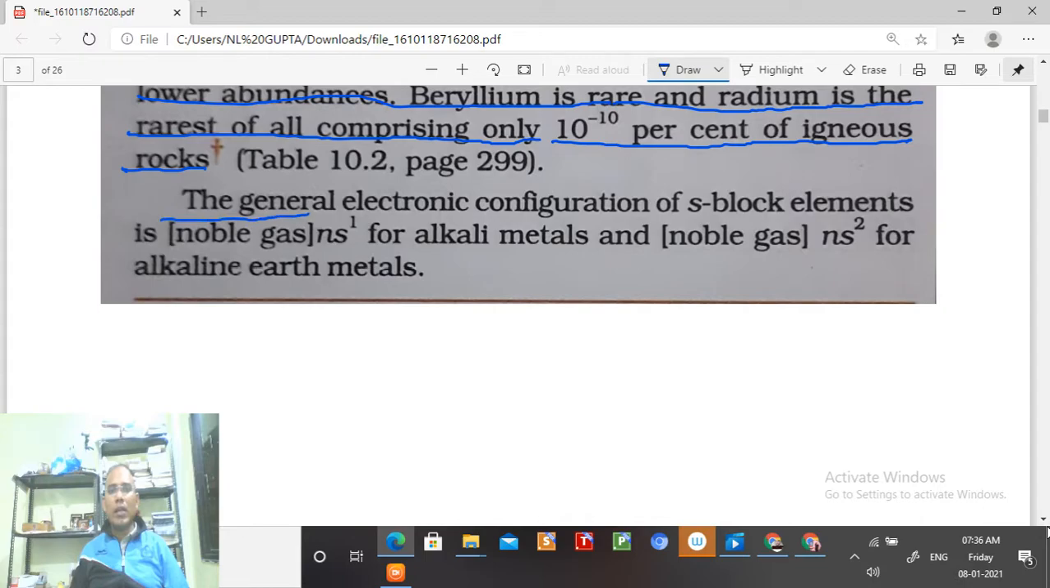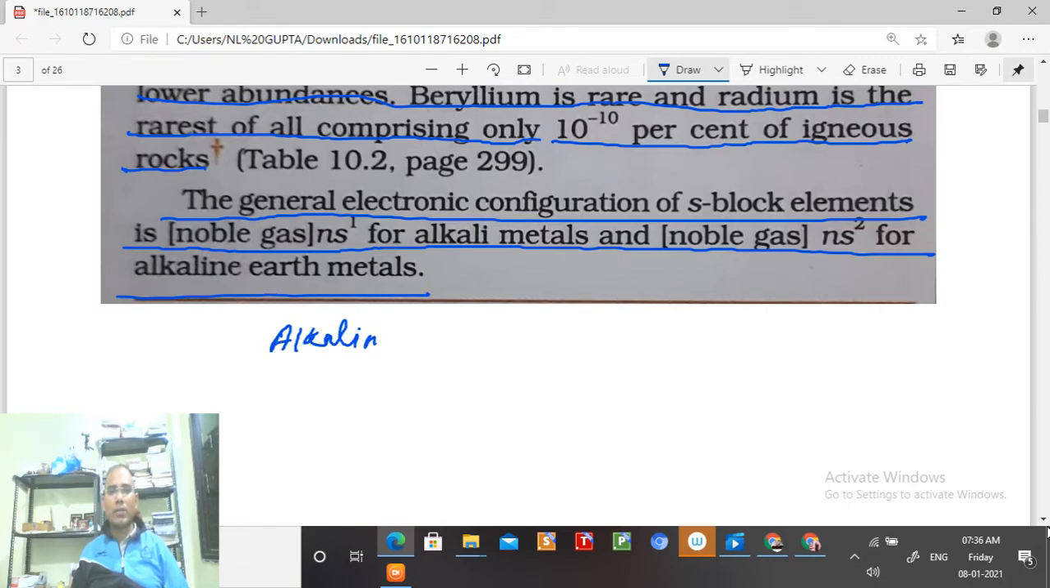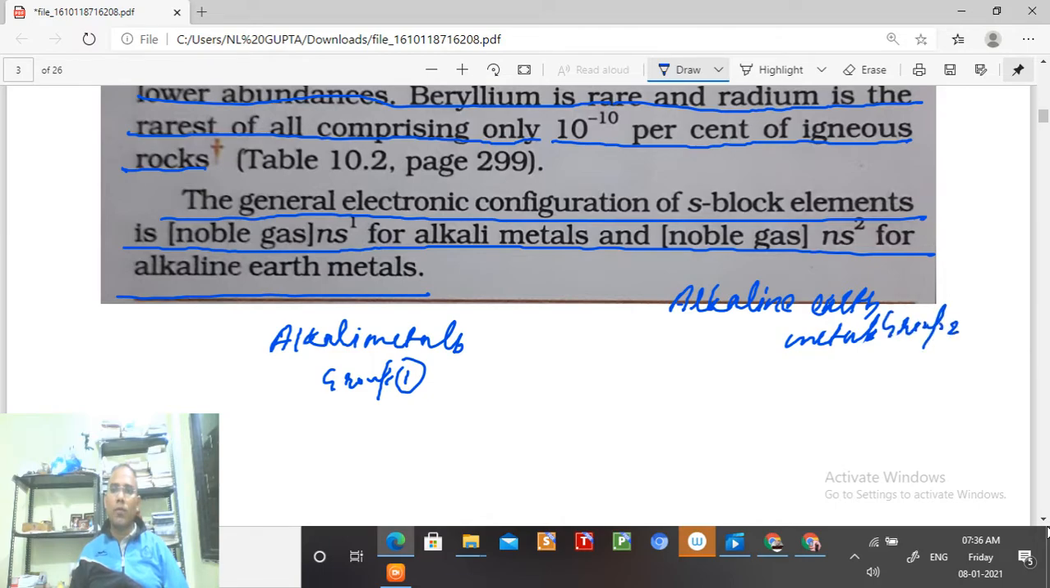The general electronic configuration of s-block elements is noble gas ns1 for alkali metals and noble gas ns2 for alkaline earth metals. Alkali metals, student, means group number 1. And alkaline earth metals means group number 2, right?